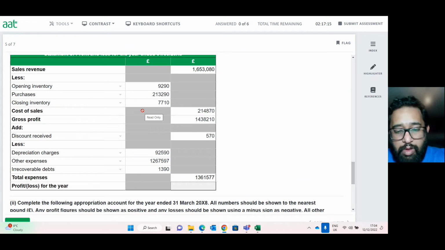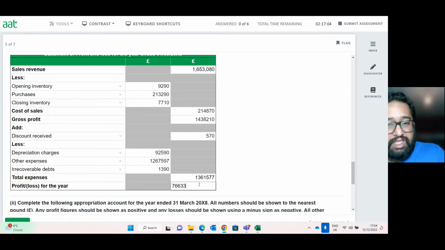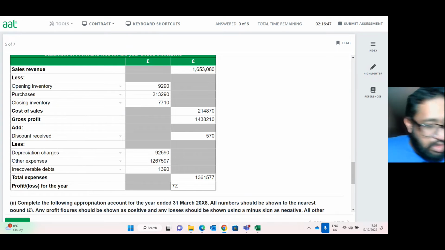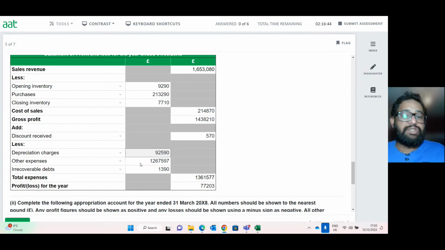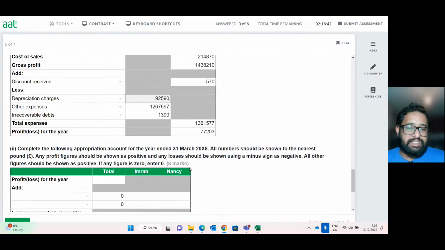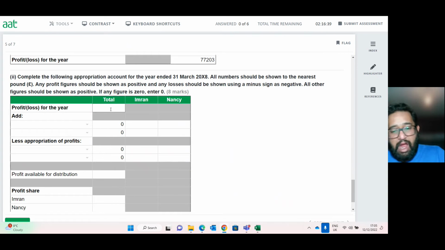So let's find out what my profit for the period, or for the year, is. 76,633. Now hold on. I also have to add this 570 on because it gets added on, doesn't it? So do not forget about that one. 570 gets added on. So yeah, 77,203 pounds. So this is the profit I'm going to use in the next calculation to appropriate between partners.